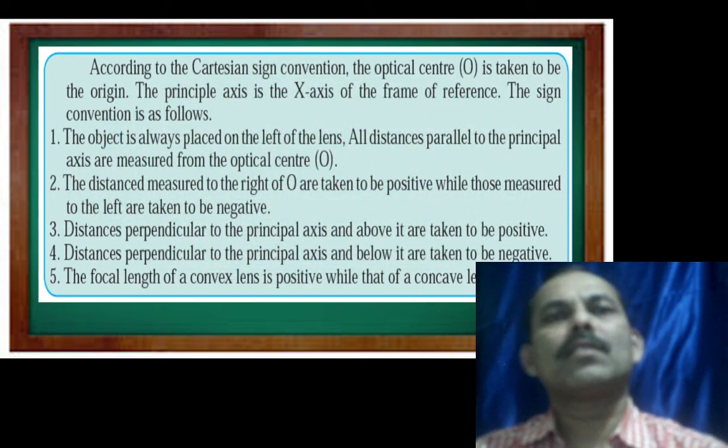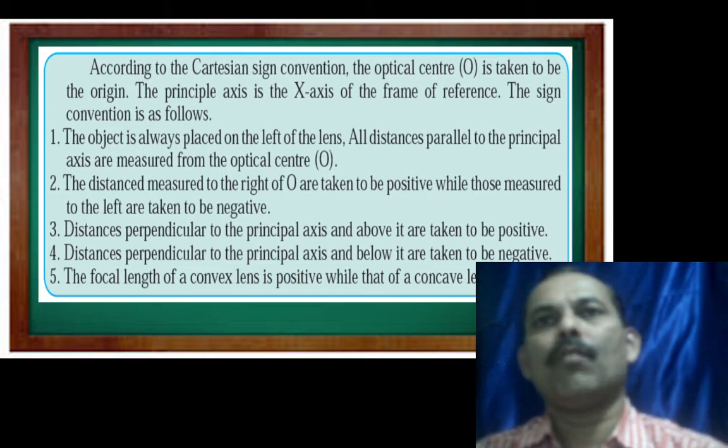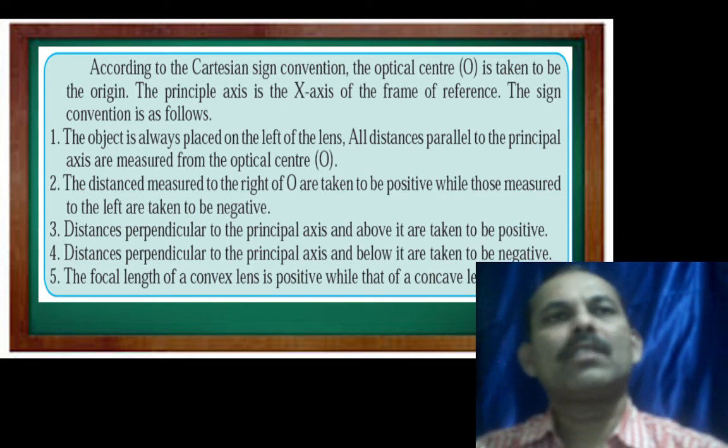According to Cartesian sign convention, the optical center is taken to be the origin. The principal axis is the x-axis of the frame of reference. The sign convention is as below. First, the object is always placed on the left side of the lens, and all distances parallel to the principal axis are measured from the optical center O.